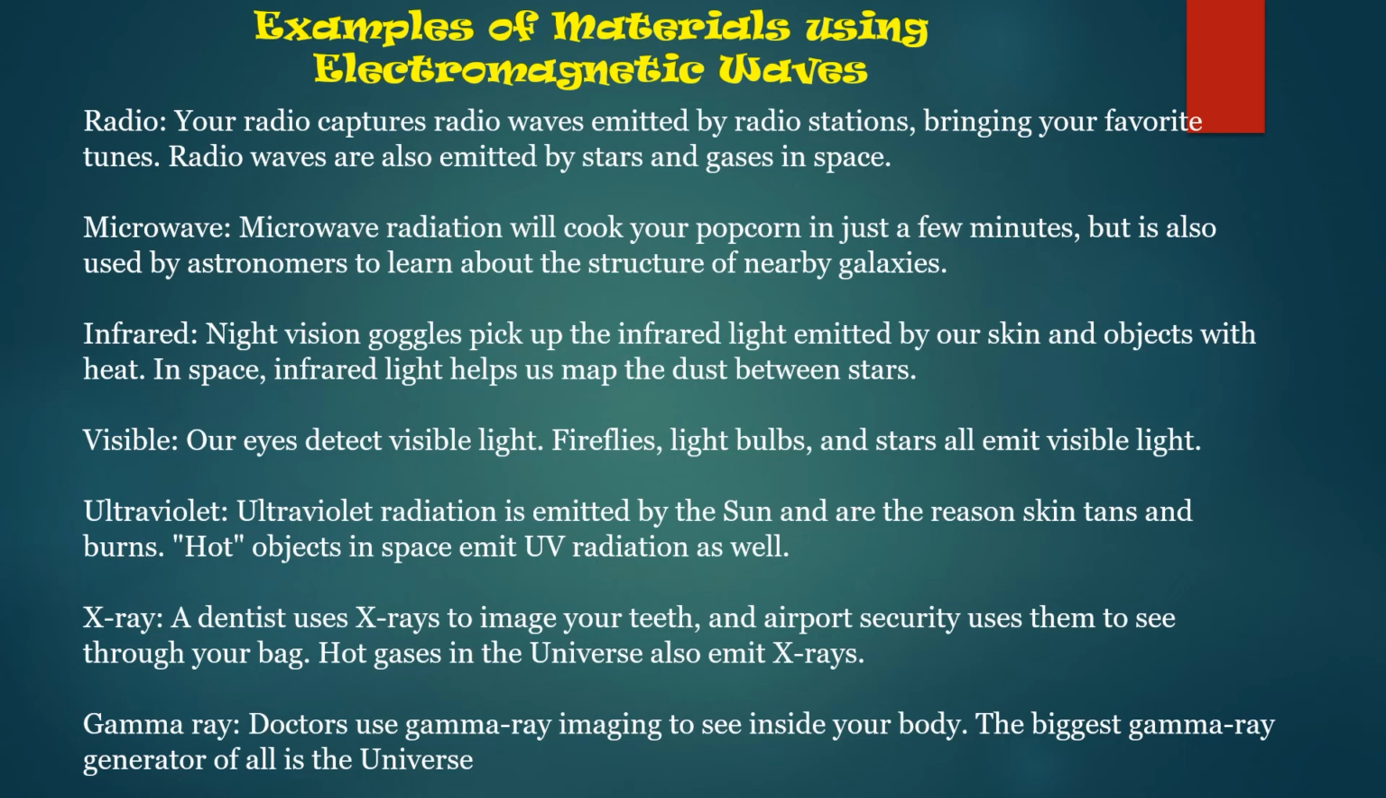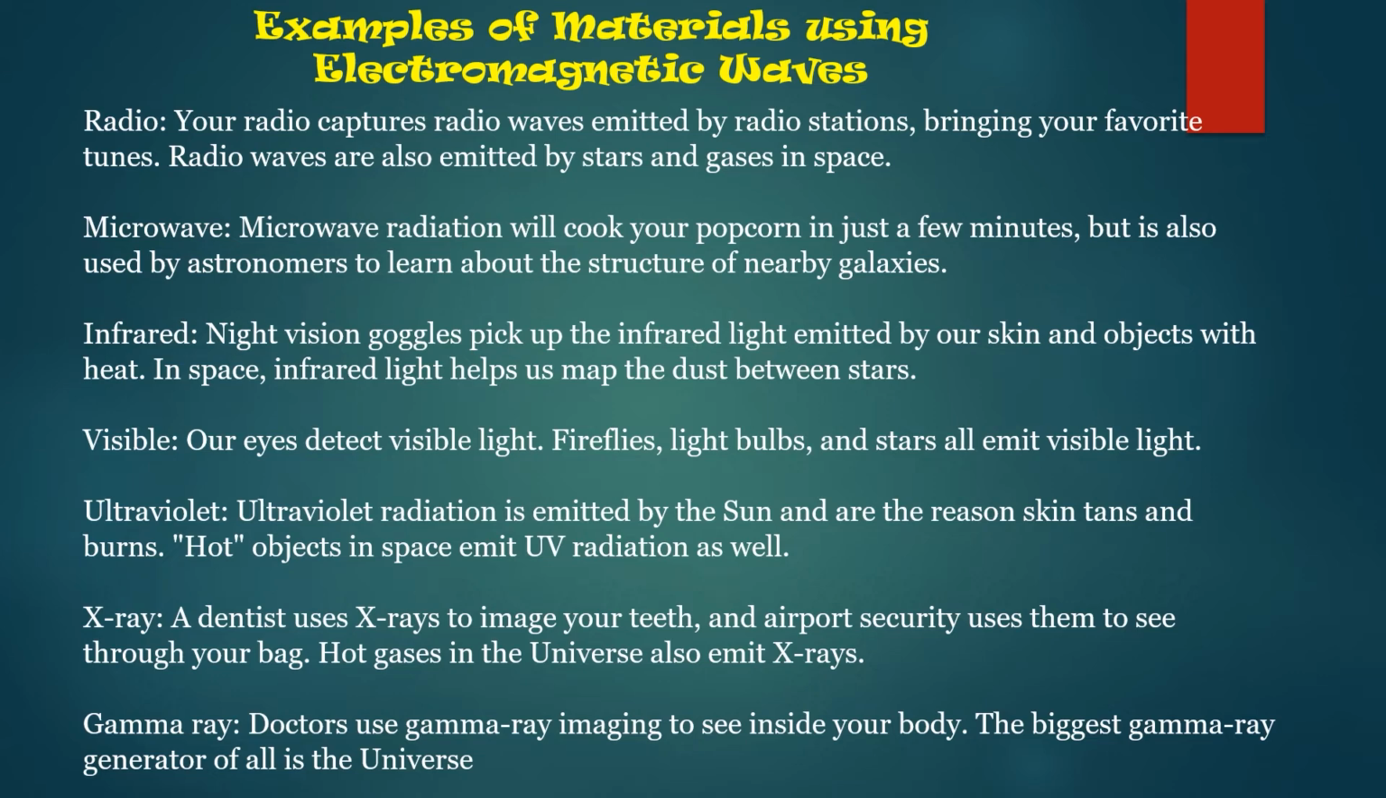The previous image shows examples of materials using electromagnetic waves, such as the radio, microwave, infrared, visible light, ultraviolet radiation, X-ray, and gamma ray. Your radio captures radio waves emitted by radio stations, bringing your favorite tunes. Radio waves are also emitted by stars and gases in space. Microwave radiation will cook your popcorn in just a few minutes. It is also used by astronomers to learn about the structure of nearby galaxies.